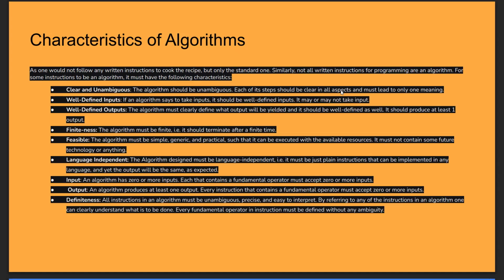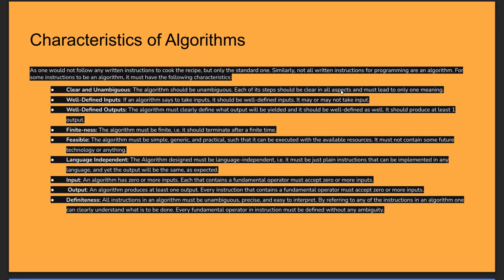Finiteness. The algorithm must be finite. Whatever algorithm we are applying, it should be finite. It means it should terminate after completion of those steps. It should terminate after a finite time. After applying the algorithm to a problem, after a certain amount of time, it should terminate. That is the characteristic. Next one, feasible. The algorithm must be simple.